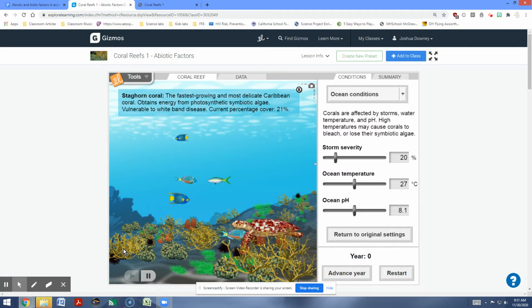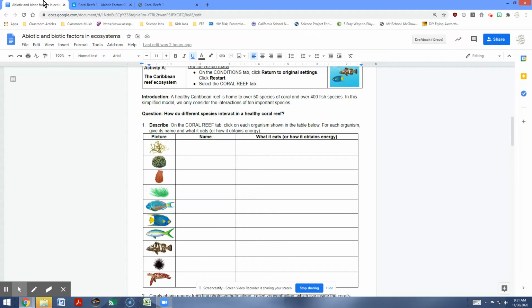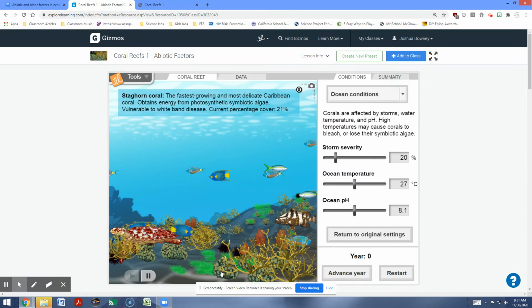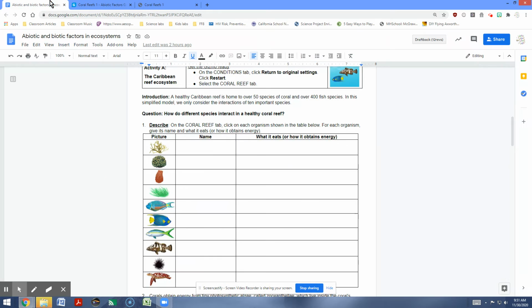So we'll start here. Staghorn coral, fastest growing, most delicate Caribbean coral. It obtains its energy from photosynthetic symbiotic algae. So it gets all of its nutrition from an algae that does photosynthesis. So I'll put here staghorn coral, what it eats or how it obtains energy. It gets its energy from photosynthetic symbiotic algae. And then you'll do the same thing with each of the other organisms here. You'll click on it, put its name, write down what it eats, and so on.